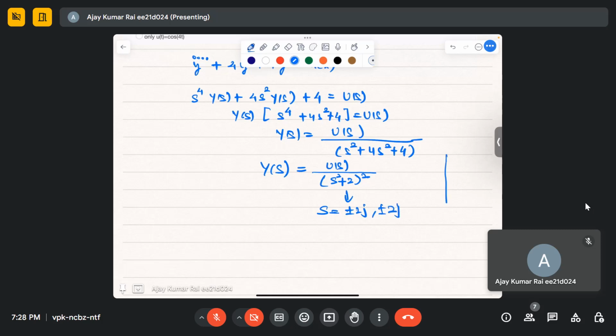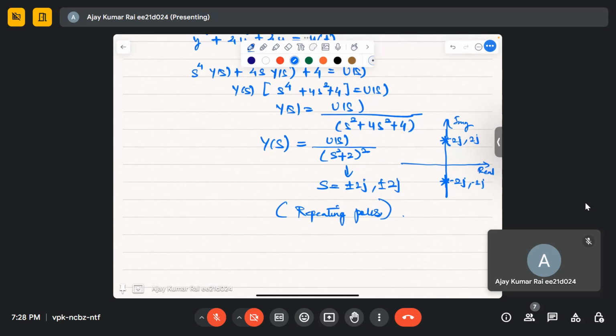Let's plot this. This is the imaginary axis, this is real. If you plot, it will be like this: 2j, 2j, and once again we are getting multiple roots here. So you are getting repeating roots, 2j, 2j, and minus 2j. So these are repeating poles. Already the system is unstable.